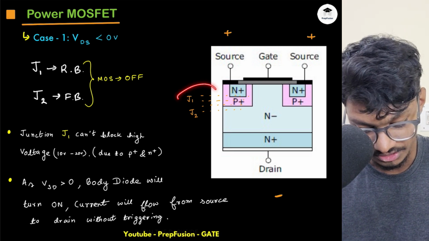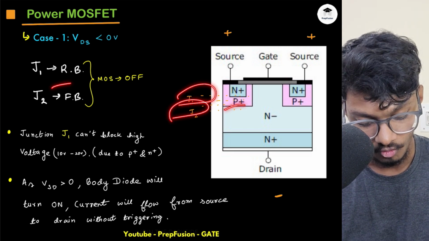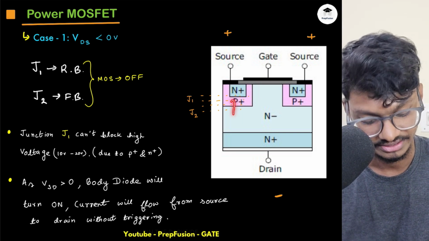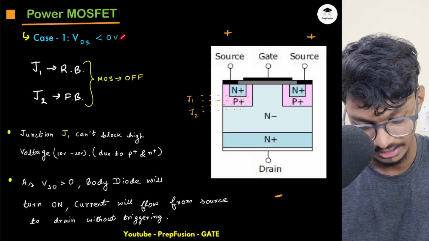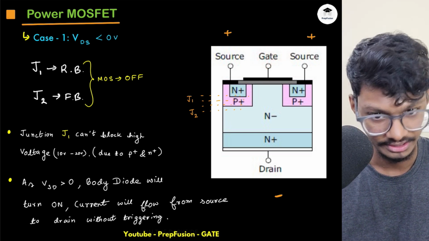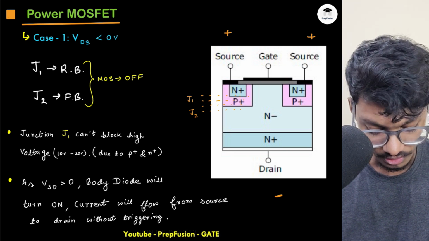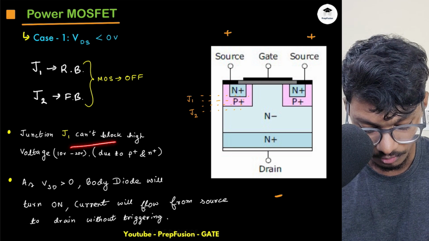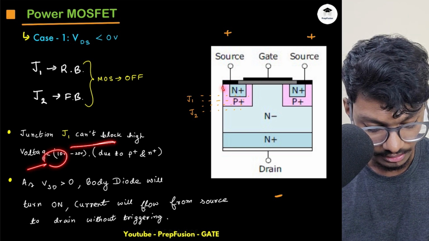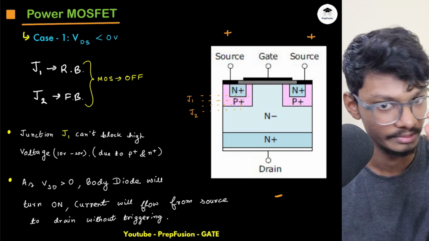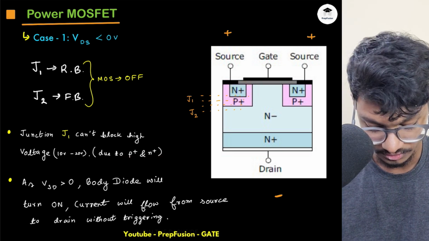So this J1 junction is reverse biased, J2 is forward biased. So one junction is reverse biased, right? Hence no current will flow basically, and in this case we don't apply any gate voltage. But one thing is, junction J1 is reverse biased, but it cannot block high voltage due to its high doping. Due to the P plus and N plus regions, due to high doping, the depletion width will be lower, and obviously it cannot block high reverse voltages.